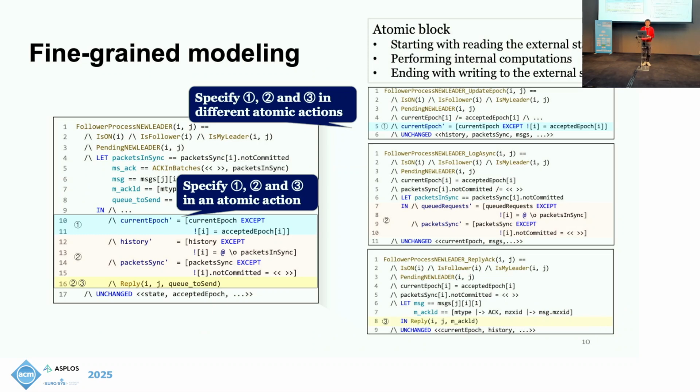How is the fine-grain modeling conducted? We propose some principles for the 3 common patterns of model-code gaps, which are detailed in the paper. Here is an example for non-atomic updates. For an action that is not guaranteed to be atomically executed at the code level, but is specified as an atomic action, we need to rewrite it in the spec by splitting the action into multiple separate actions and setting up their enabling conditions accordingly. We design atomic blocks based on how threads or nodes communicate. An atomic block starts with reading the external state, performing internal computations, and ends with writing to the external state.